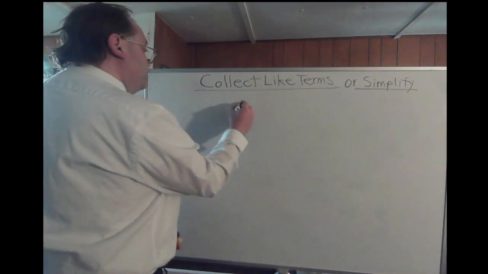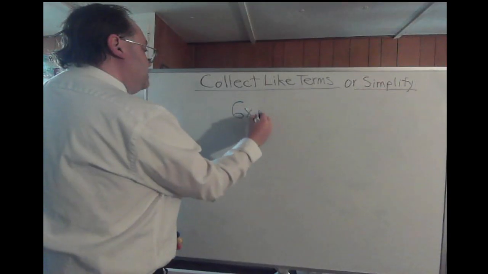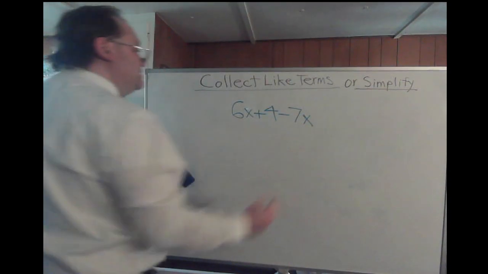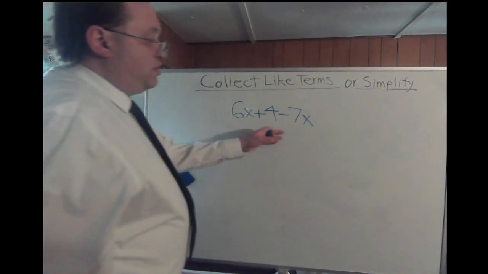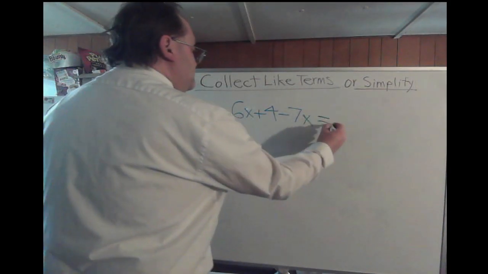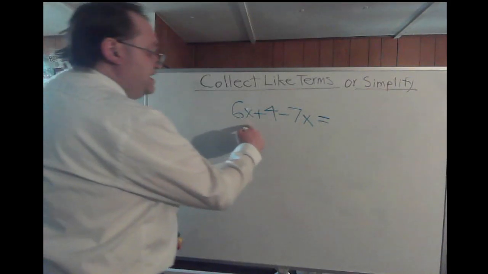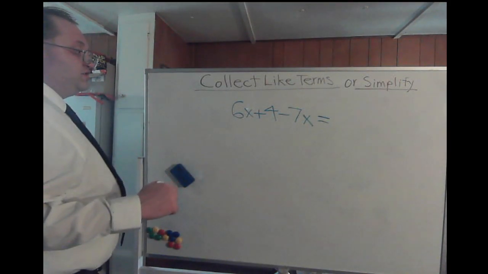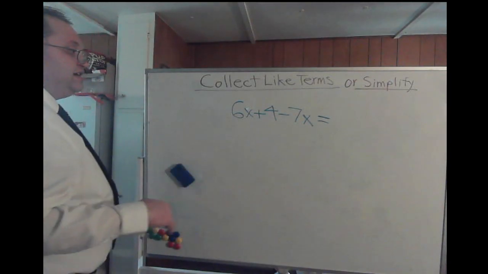Alright, we have 6x plus 4 minus 7x. Well, you see two like terms. You see 6x and negative 7x. Those are your like terms. 4 is a constant, just hangs out by itself.